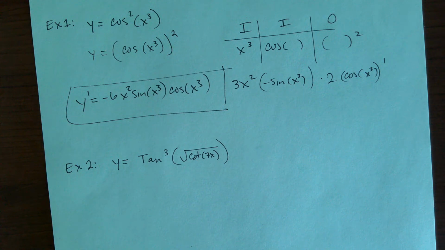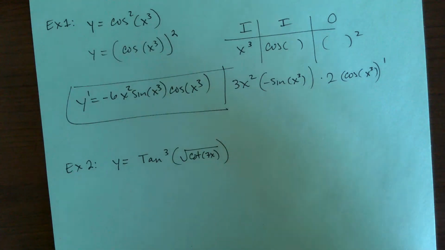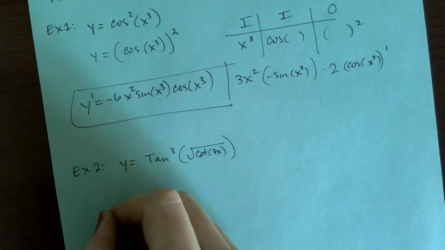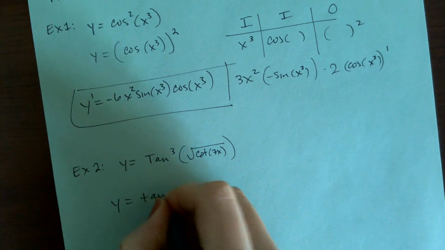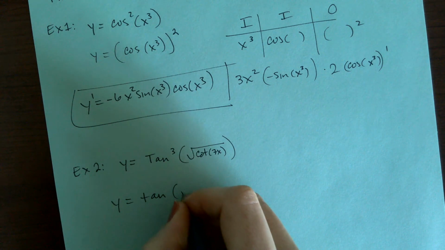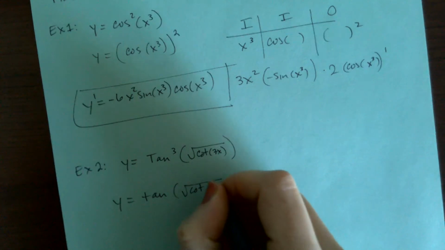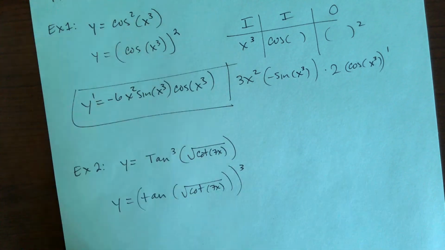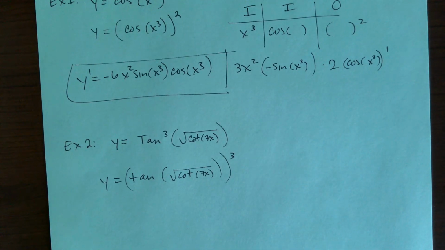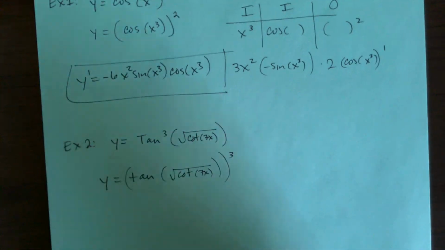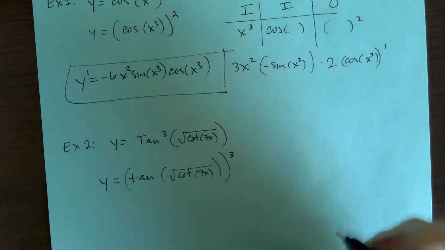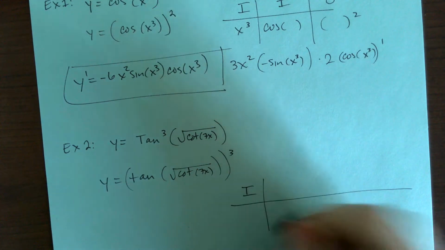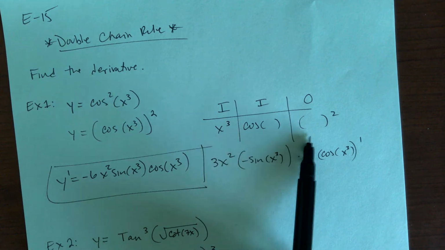So y is tangent cubed of the radical cotangent of 7x. So let me convert this. So this is tangent of cotangent 7x, but this whole thing is being cubed. I don't know why I capitalized the T up there. All right, so now let's separate all of the functions. What I'm doing up here is called a decomposition.